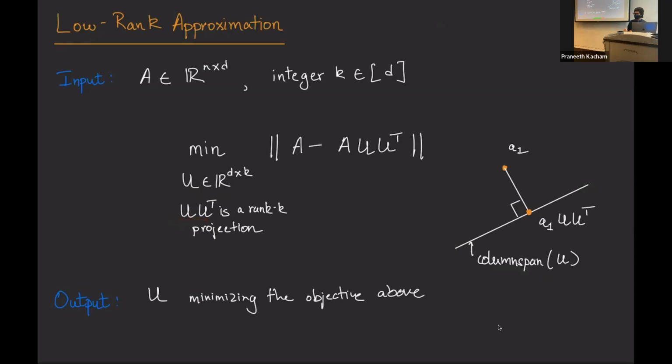The column span of U is a certain linear subspace. What dimension is it? If U has k columns, it's going to be a k-dimensional subspace of R^d. In this example, you will have one column, in which case, in this 2D example, it's like a line.